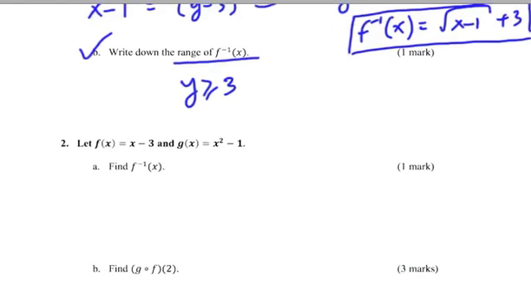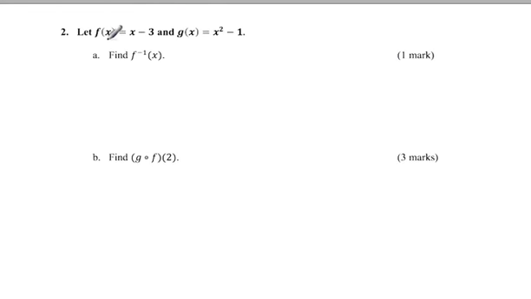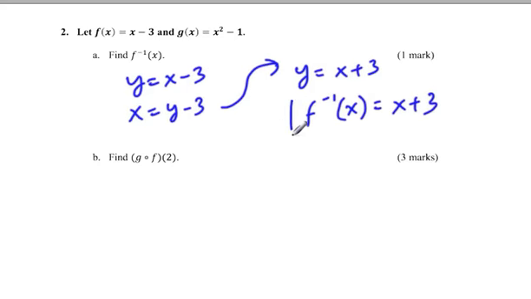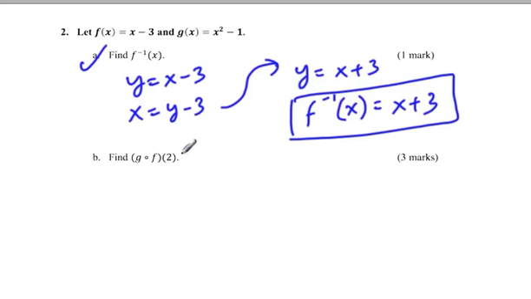Okay. All right, so let's move on to number 2. This says f of x is equal to x minus 3. The first question says find f inverse of x. This is straightforward. y equals x minus 3. You just have to switch x and y. So x equals y minus 3, and so y equals x plus 3. So f inverse of x is simply x plus 3, and we are done. Okay, now find g of f of 2.